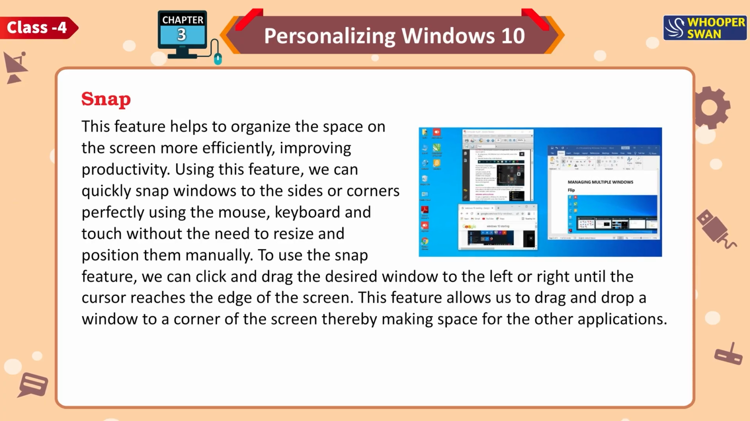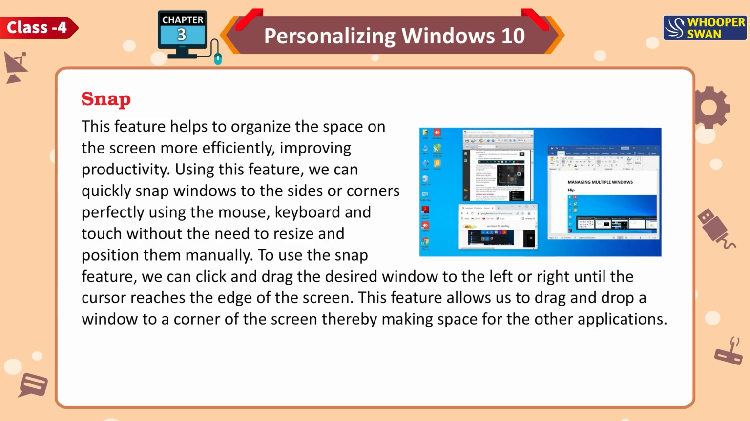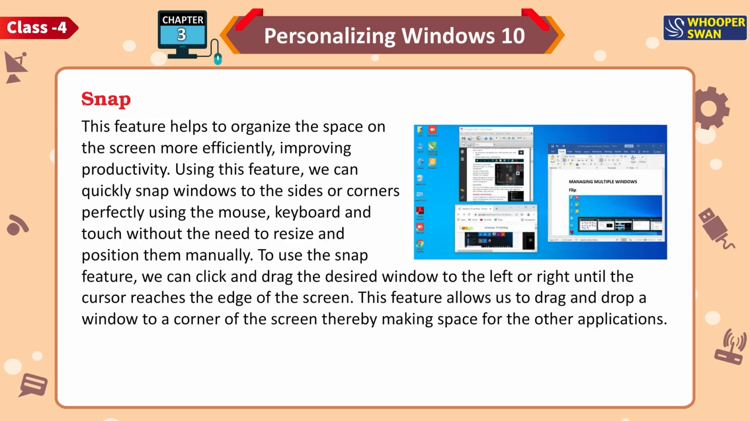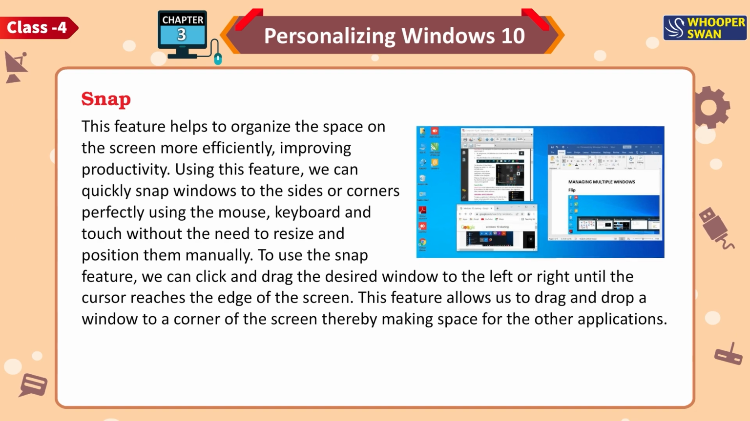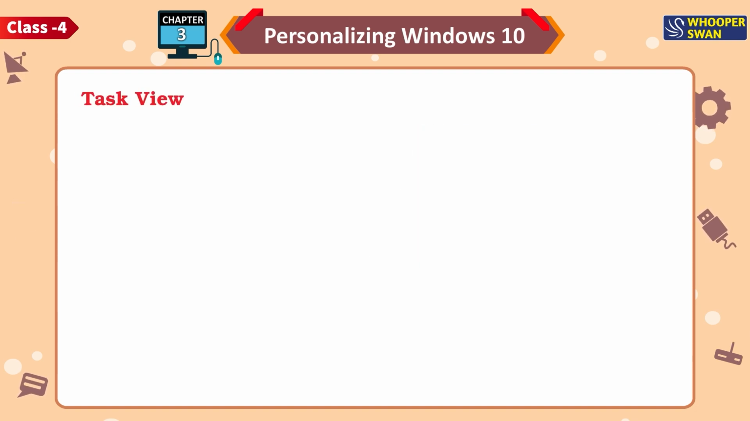To use the snap feature, we can click and drag the desired window to the left or right until the cursor reaches the edge of the screen. This feature allows us to drag and drop a window to a corner of the screen, thereby making space for the other applications.